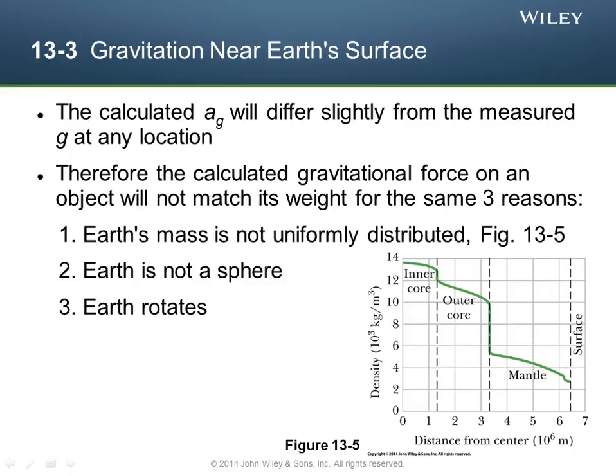Now, we make a lot of approximations, like the Earth being spherical and of uniform density, but if we were to actually calculate and measure baby g all throughout the Earth at different locations, we would see that it varies a little bit. There are three main reasons that it varies. The Earth's mass is not uniformly distributed; you can look at figure 13.5 to prove that to yourself. It's not a perfect sphere, and the Earth rotates.